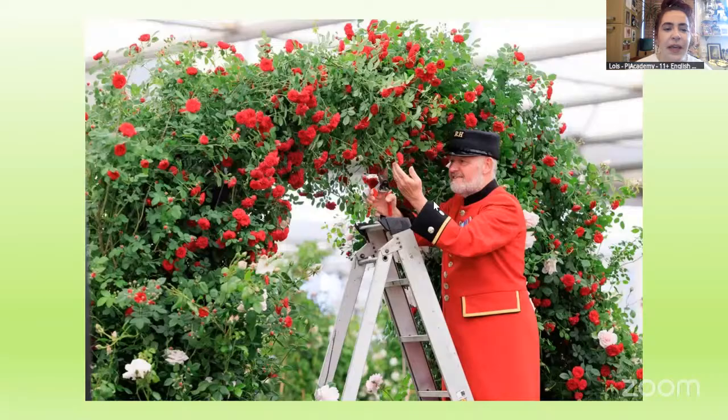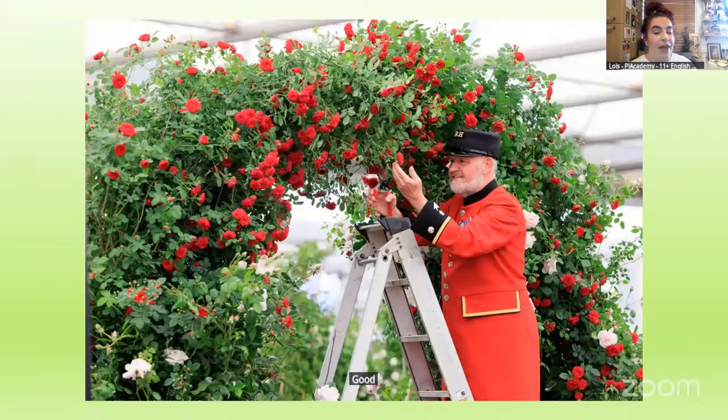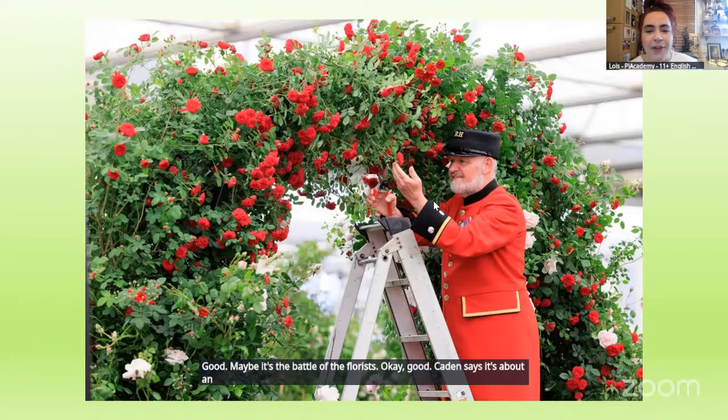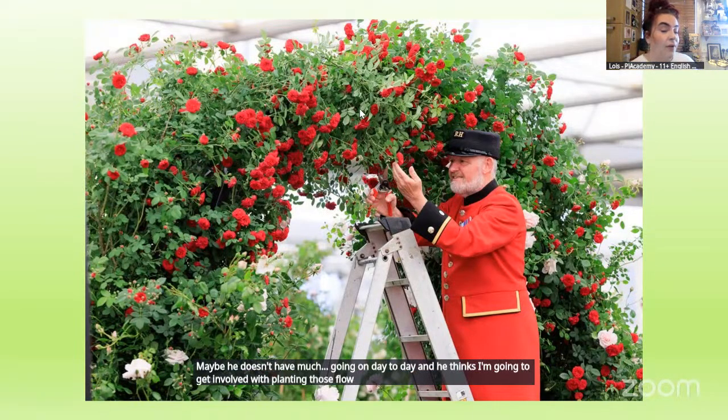Mohammed, someone is picking flowers to sell, but they're having a hard time competing with next door. Yes, good. Maybe it's the battle of the florists. Okay, good. Caden says it's about an old man who volunteers to help and gets a reward for his kindness. Yeah, it's a good idea. Maybe he doesn't have much going on day to day, and he thinks I'm going to get involved with planting those flowers, and he ends up helping everybody and gets rewarded.